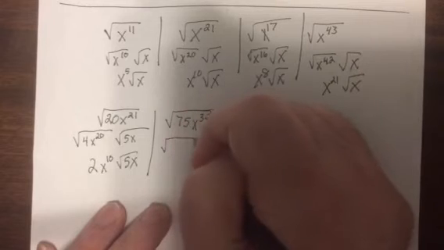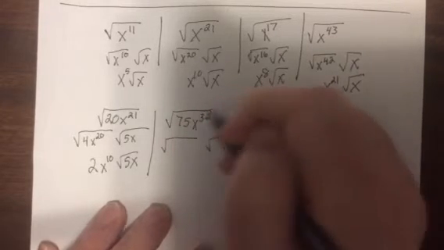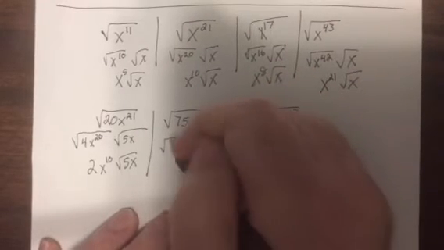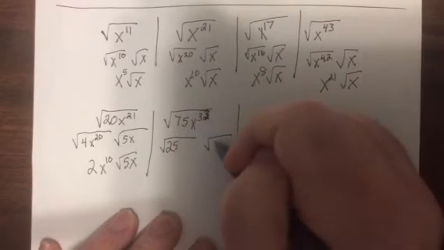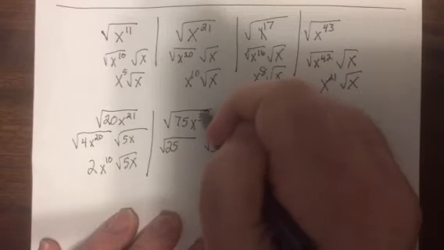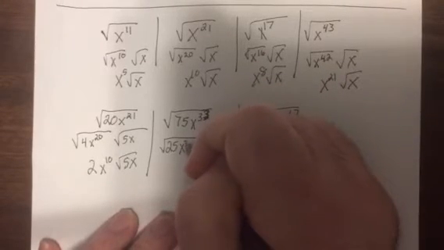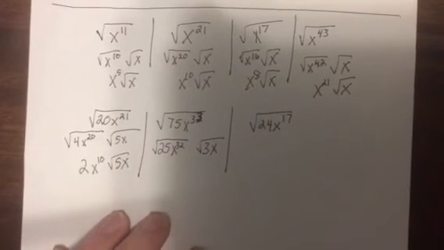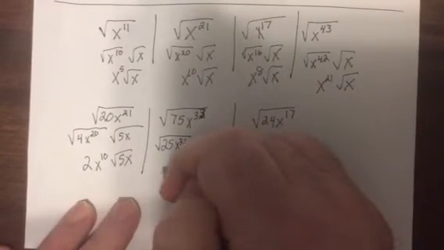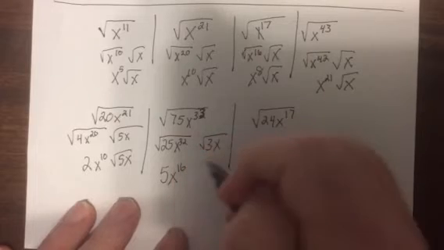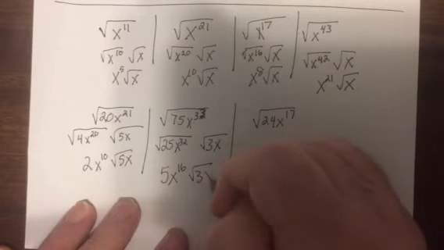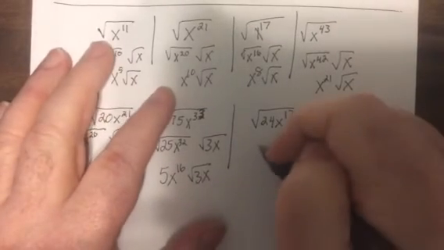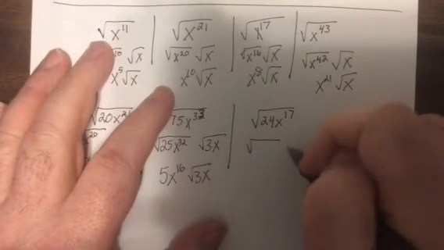75. What perfect square goes into 75? By the way, this is a 3. It's a horrible 3, but that's a 3. 25 and 3. Then that's an odd power, so I'm going to break off one of the x's and put it under the other stuff. So this would be 5x to the 16th square root of 3x. Whoa. Then this. Break it up.